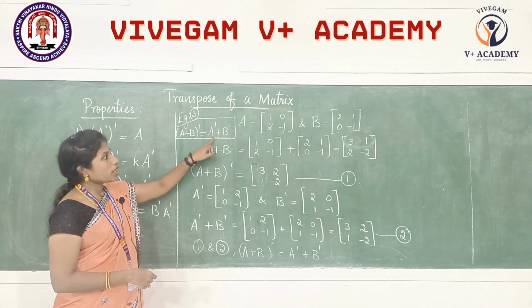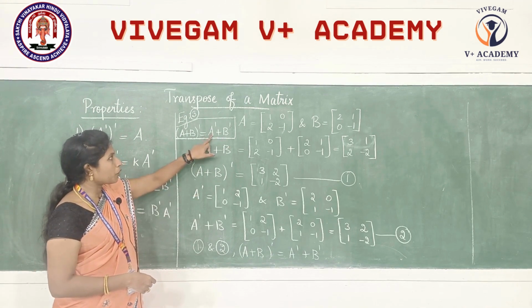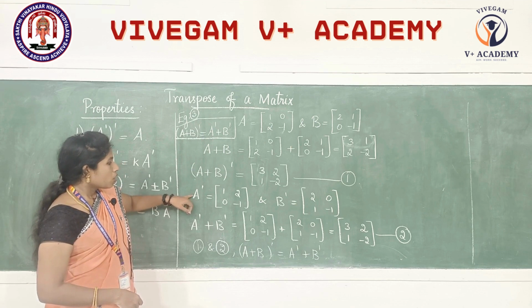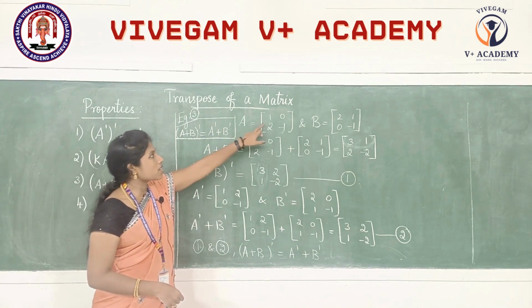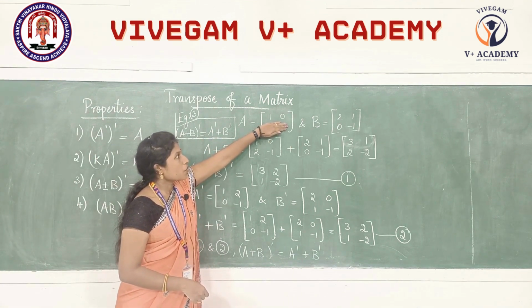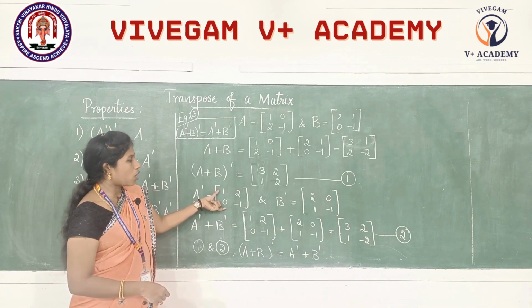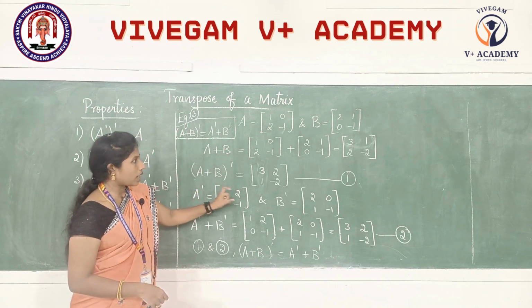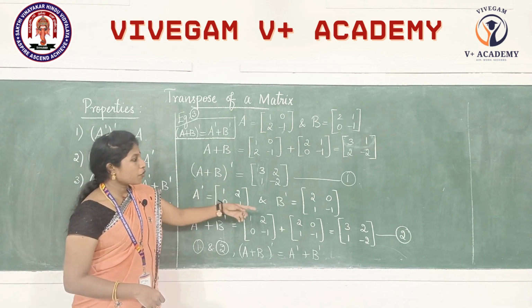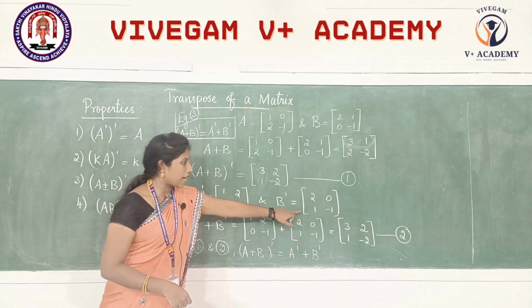Now we need to prove the right hand side. So we have to find A dash and B dash. To find A dash, just interchange the rows and columns. So the first row is written as the first column, the second row as the second column. Similarly for B, we have written B dash here.